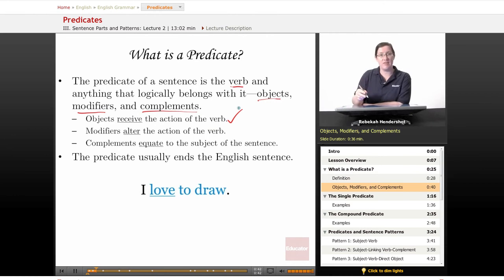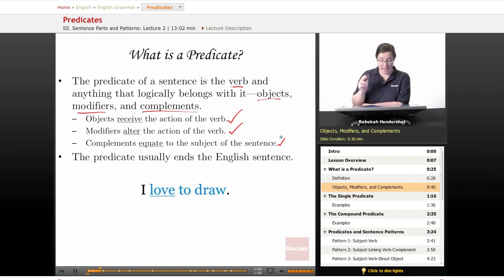Objects receive the action of the verb. They're going to be covered in more detail in the next lesson in the series. Modifiers alter the action of the verb. There we're talking about adjectives, adverbs, prepositional phrases. And finally, complements equate to the subject of the sentence. That's what's on the other side of a linking verb.